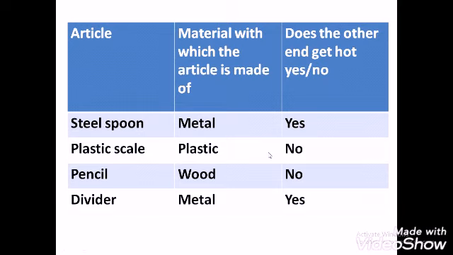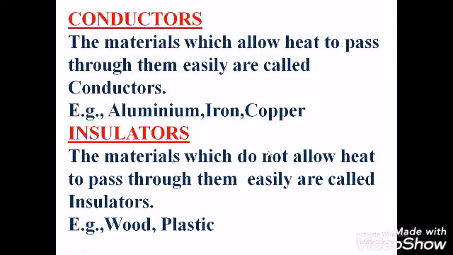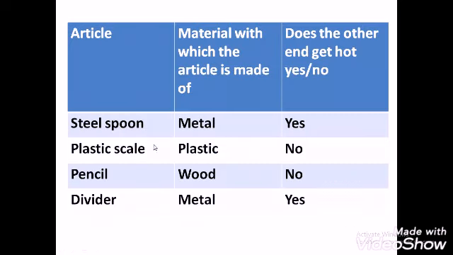In the steel spoon and divider, they allow the heat to pass through them. So we can say that the materials which allow heat to pass through them easily are called what? Conductors. The materials which allow heat to pass through them easily are called conductors. For example, aluminium, iron, copper, etc. are examples. In this activity, we can say that the steel spoon and divider are examples of conductors.